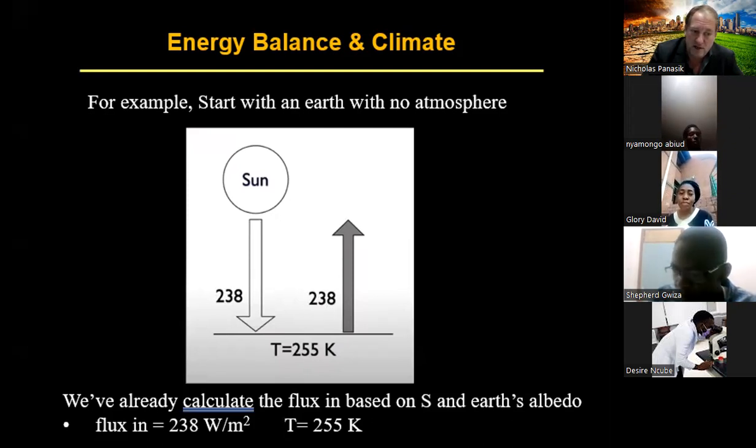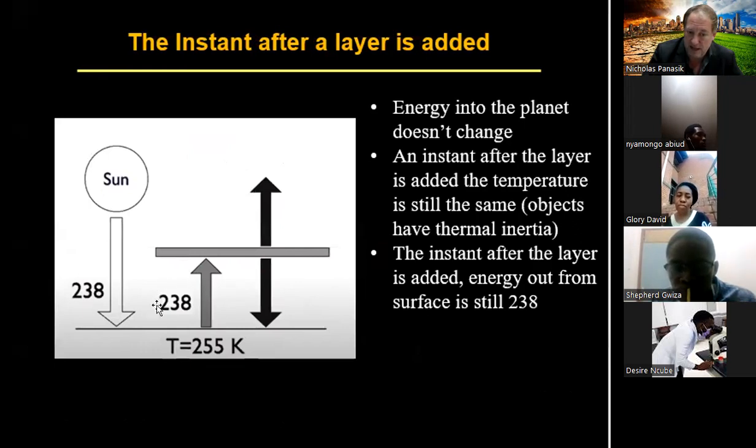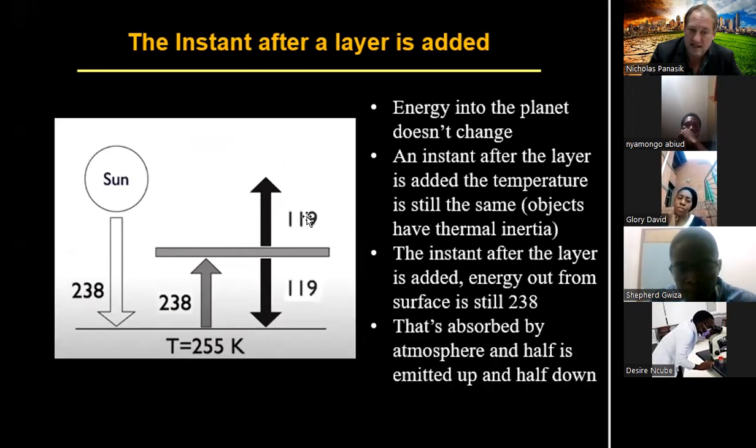Okay, now we suddenly add an atmosphere. And so we're still emitting at 238. And since we're emitting at 238, some of it's getting trapped by the atmosphere and only some is going up, only half is going up and the rest is coming back down, right? And so half of this was only 119.